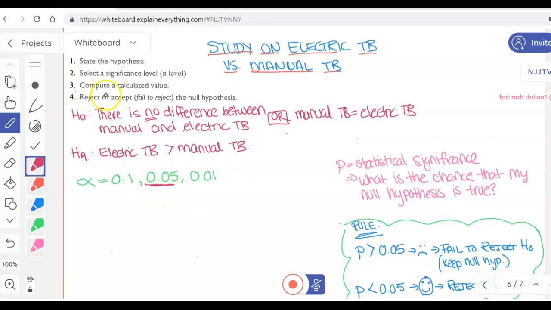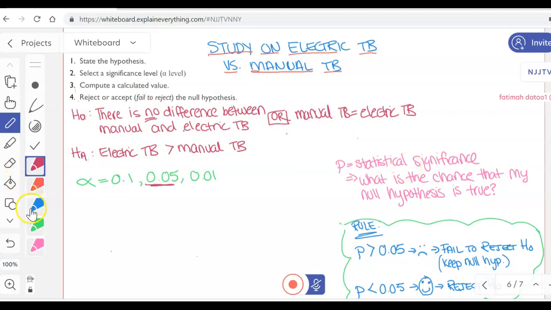Before I go more into this, I want to remind you that p-value stands for statistical significance. What is the chance that the null hypothesis is true? So p-value stands for the probability. What is the probability, or the chance, that the null hypothesis, this hypothesis, is true? Hang on to that thought, because I'll walk you through it one by one.